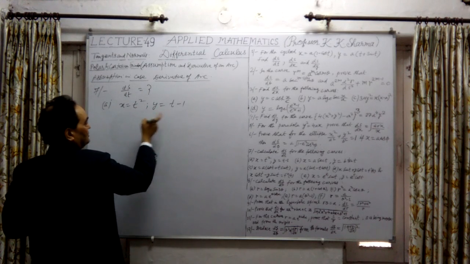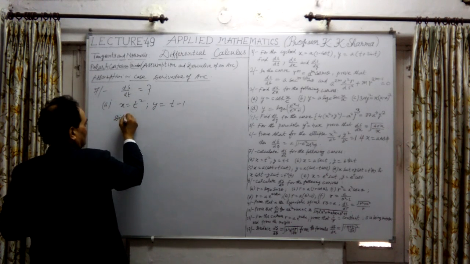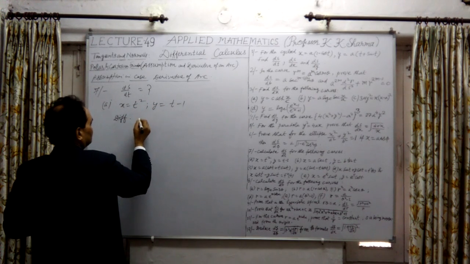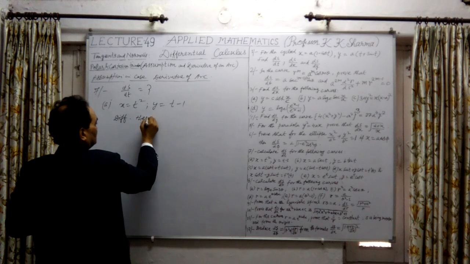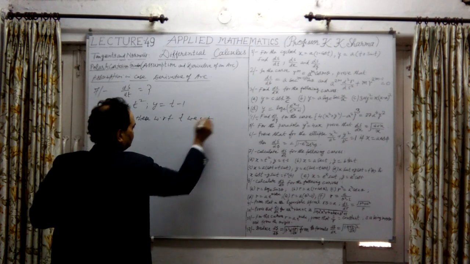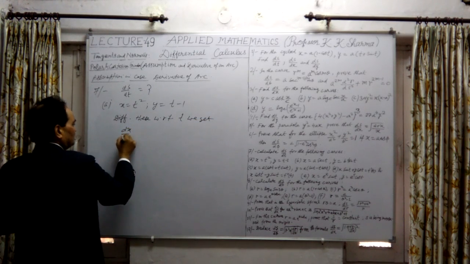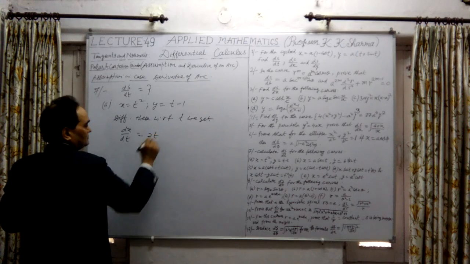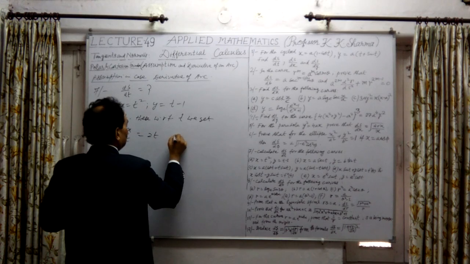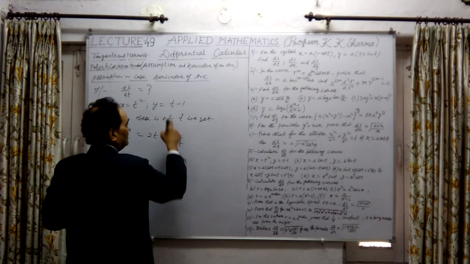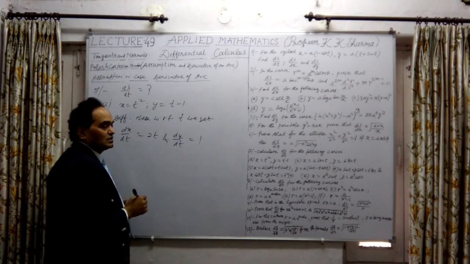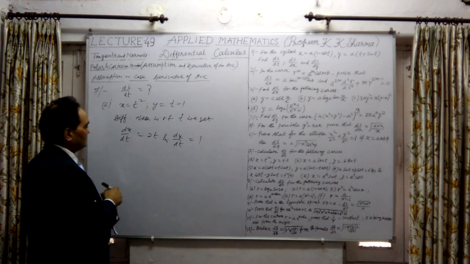Differentiating these, the first and second, x and y values, with respect to t, we get dx upon dt as twice t, because differentiation of t square is twice t. And dy upon dt in this case is 1 only, because differentiation of t is 1 and of minus 1 is 0. So this is dy dt.